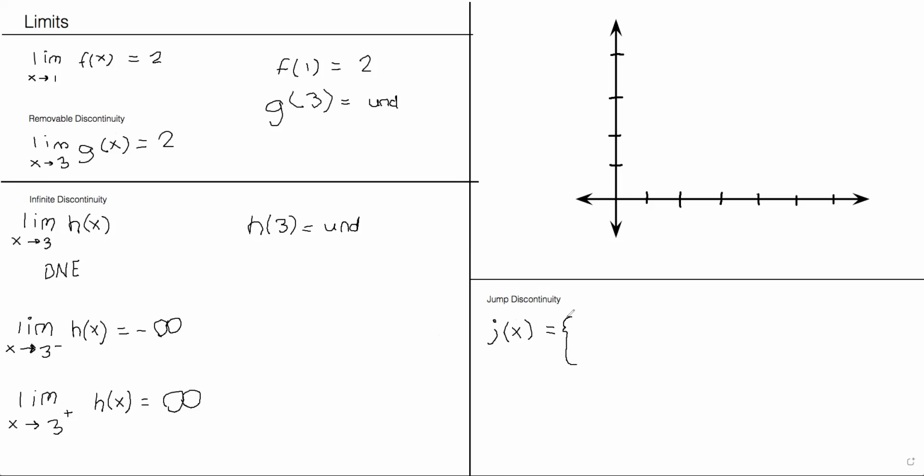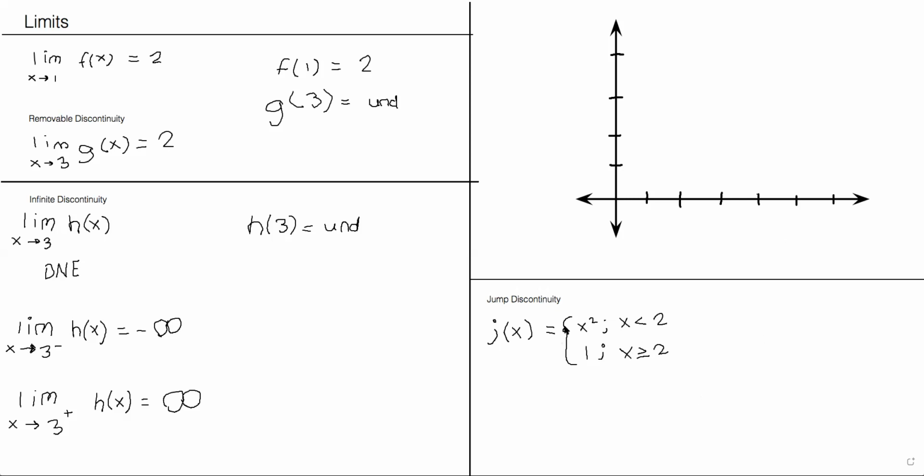Let's say we have j of x is equal to x squared, but only when x is less than 2. And then let's say that y is equal to maybe just 1. Say our function value, j of x, is 1, only when x is greater than or equal to 2. So let's go ahead and sketch this real quick. A graph will help us really understand this third type of discontinuity.